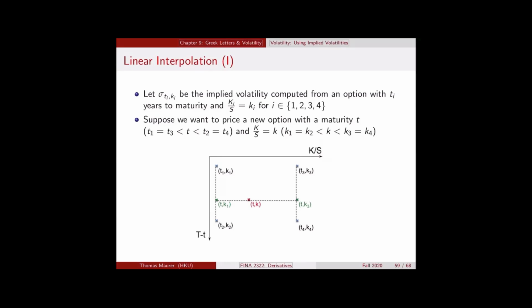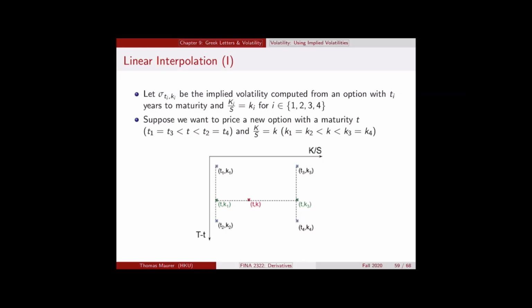So let's look at how this linear interpolation works and how we can use it to price options using the volatility surface. So let's suppose I'm trying to price an option with a time left to maturity given by T and the moneyness, defined as strike price divided by current price of the underlying asset, given by small k.